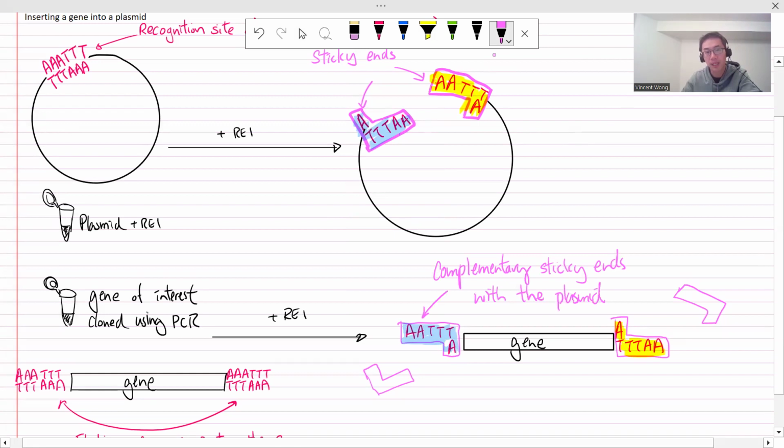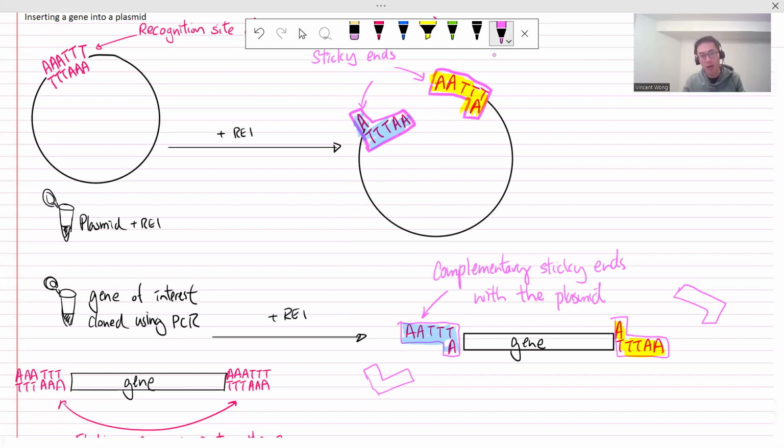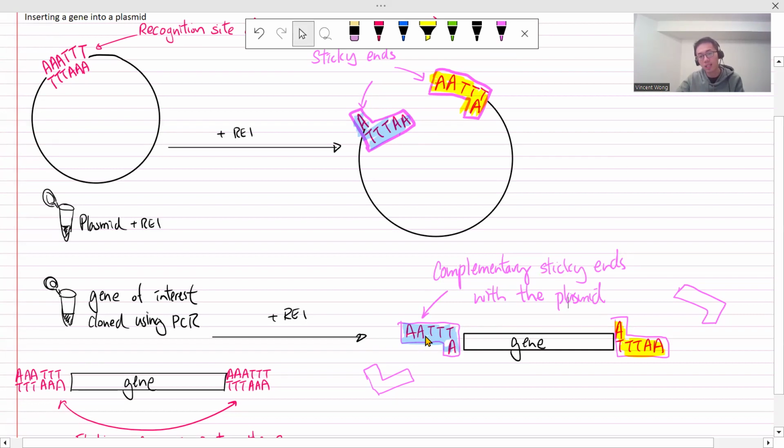Okay, so that's what's important. That's why you have to treat them with the same restriction enzyme. If you treat the plasmid with restriction enzyme 1, but then you treat the gene with restriction enzyme 2, maybe you create sticky ends in both cases, but they wouldn't be compatible. Like if this was a GGCCC, it's not going to be able to stick to the TTTAA, right?